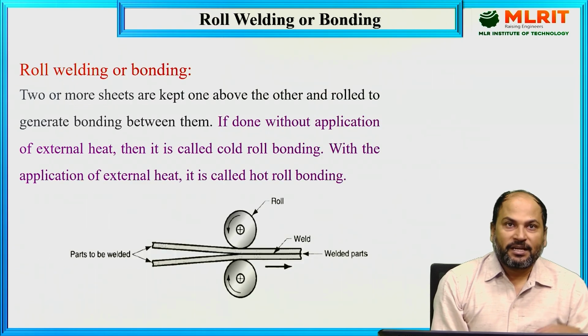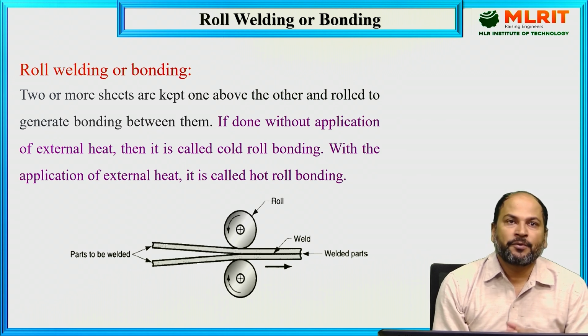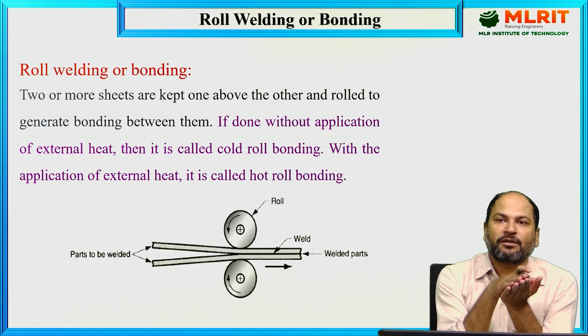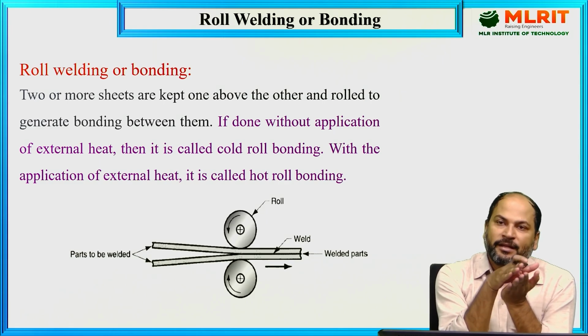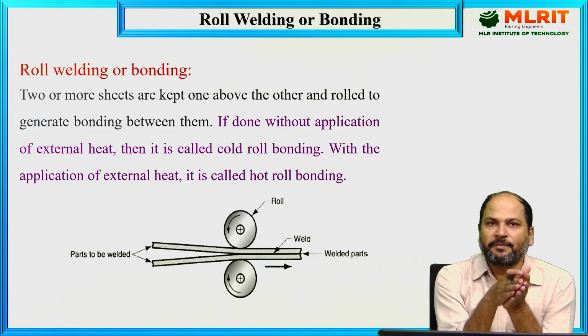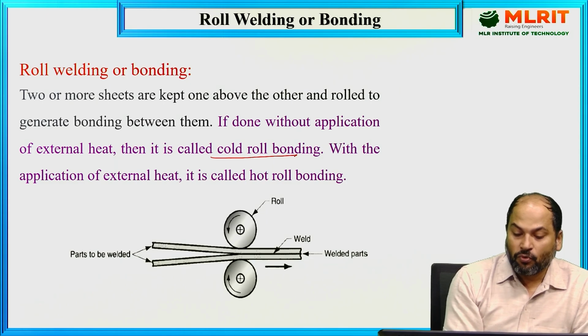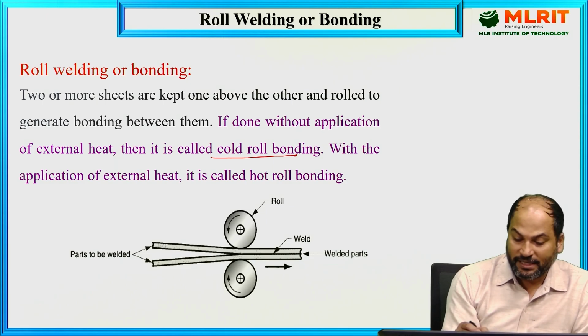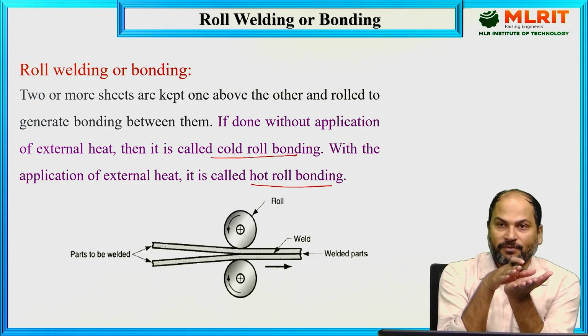So first, the solid state welding that we are going to take is roll welding, which is also known as roll bonding. So what happens in this one? Two or more sheets are kept one on another, and they are rolled together, with heat or without heat. Depending upon that, it has two types. If we are not using heat, it is known as cold roll bonding. If we are using heat, it is known as hot roll bonding.